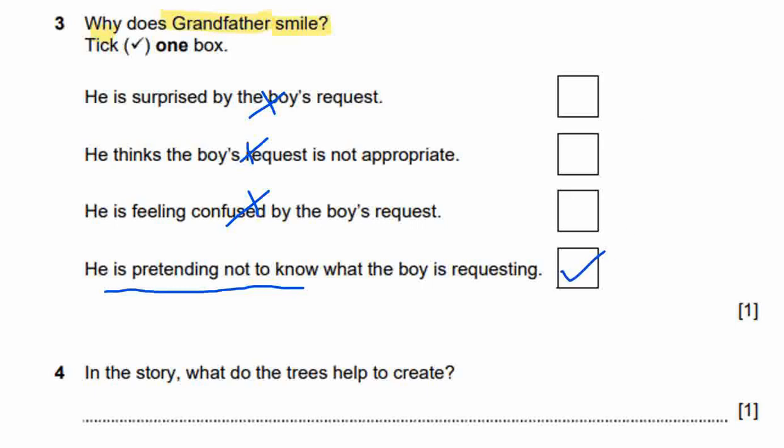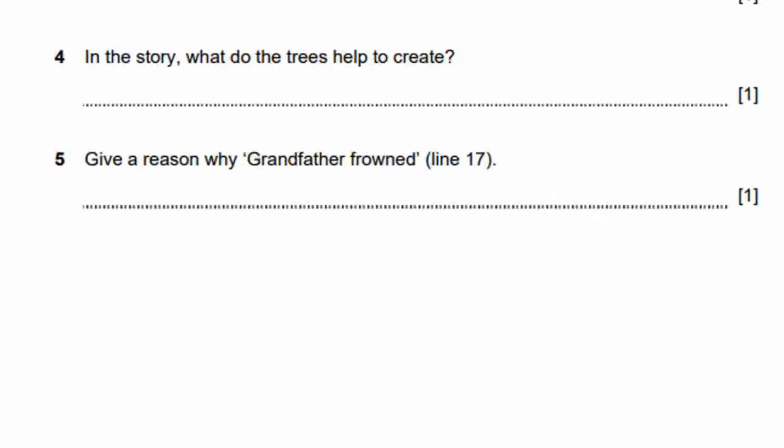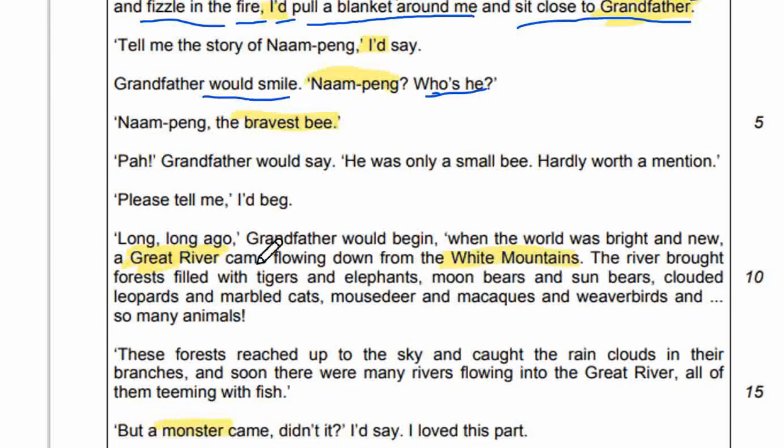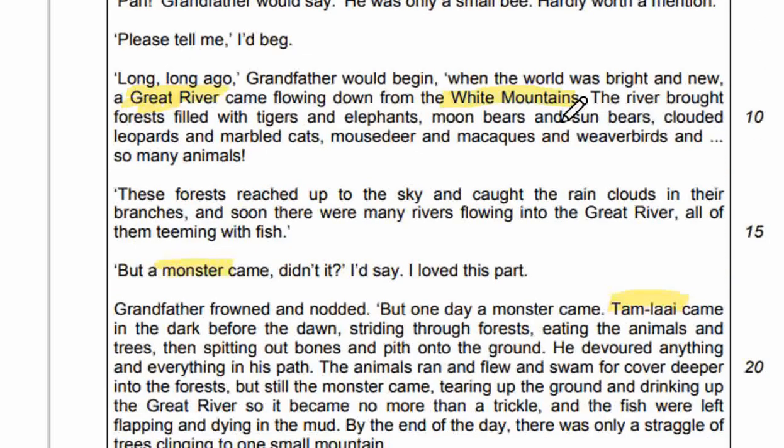Next, let's move to question number 4. In the story, what do the trees help to create? So keep in mind, the subject is tree, create. The tree create. Let's skim all over the question to find the word tree or something related to tree. This might be related to tree forest.